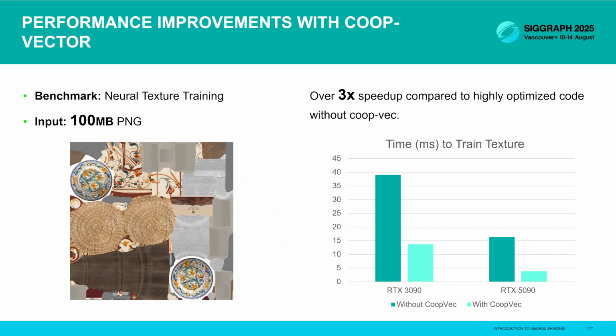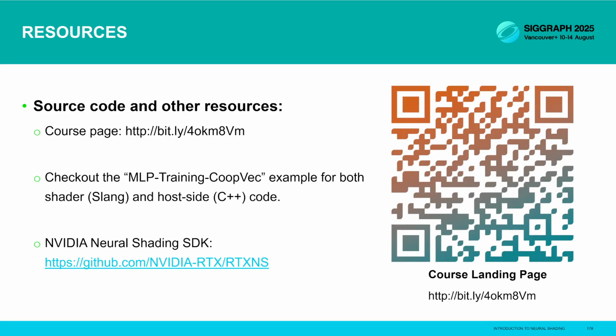To give you an idea of the performance improvements using cooperative vectors, here's a benchmark of training a neural texture from a 100 megabyte PNG image. When compared to a highly optimized implementation that doesn't use CoopVec, the CoopVec implementation is achieving a 3 to 4 times speedup depending on the GPU, which is very impressive. And that concludes this section.